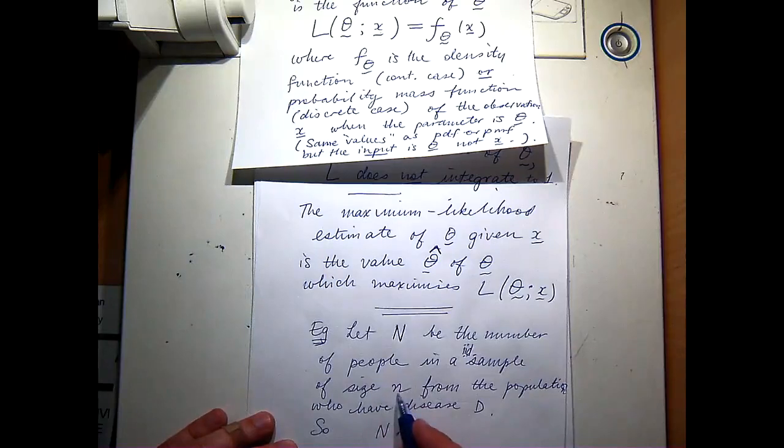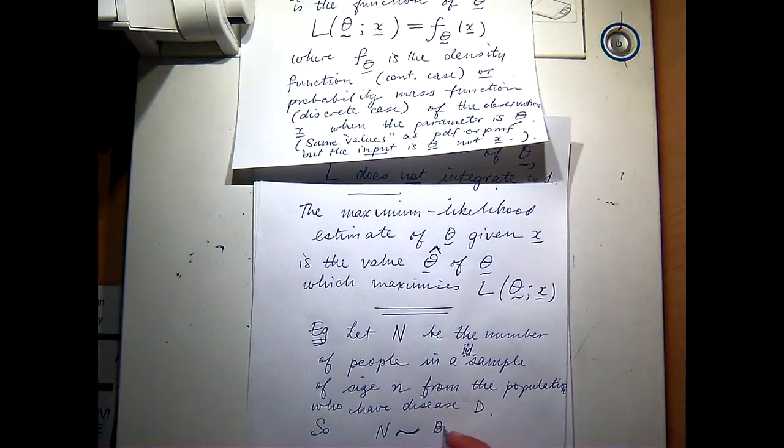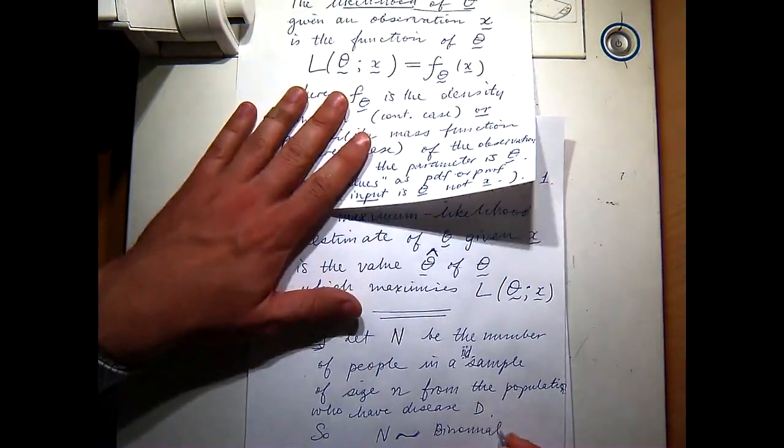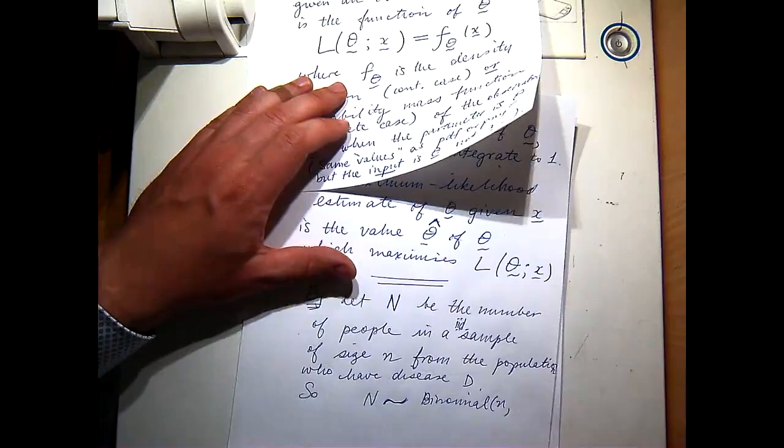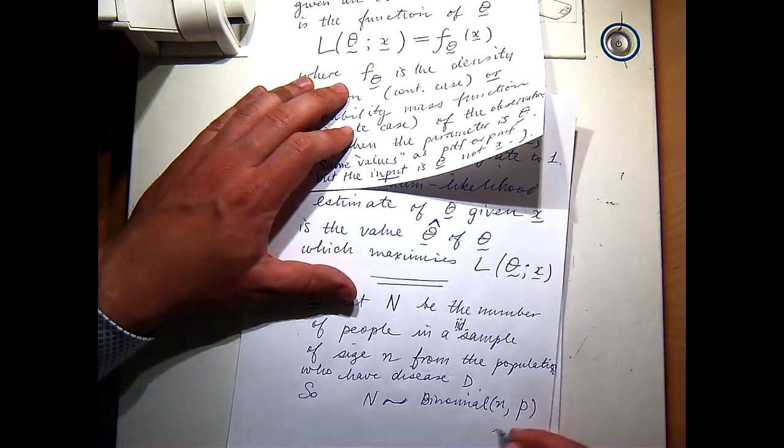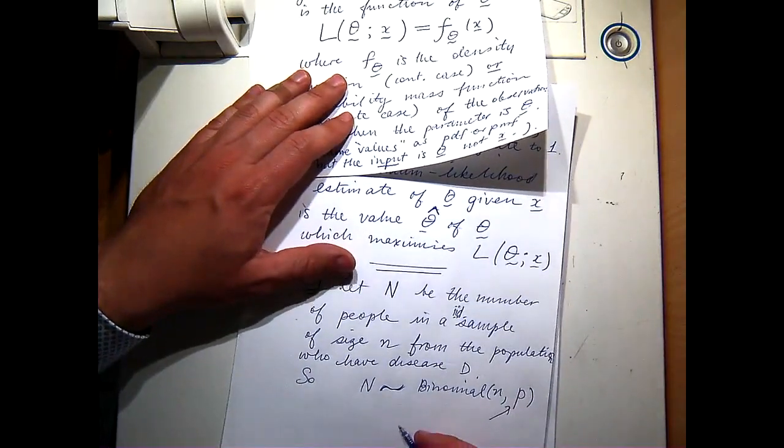I sample a fixed number, so n could be 100. So I sample 100 people and I ask how many have disease D, and what is the distribution? Binomial. Okay, so clearly n is fixed here, and then there is an unknown parameter p, and p is, can someone describe to me? What is the value of p?